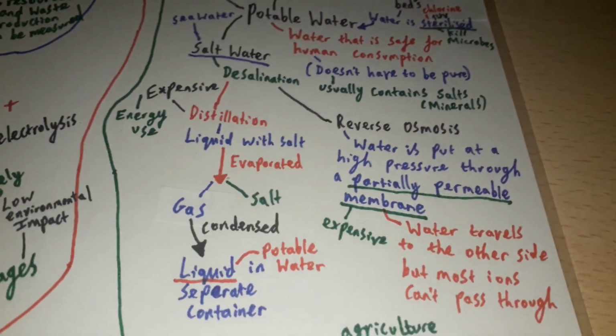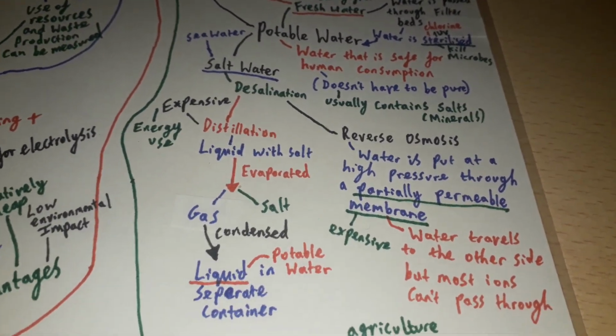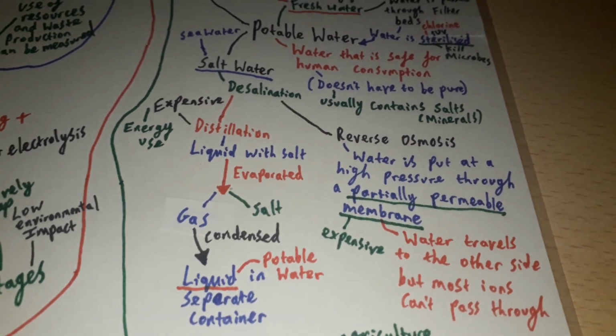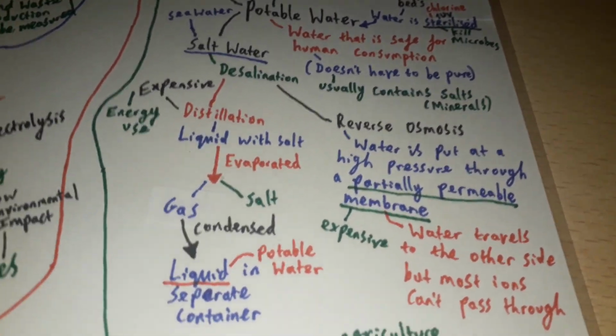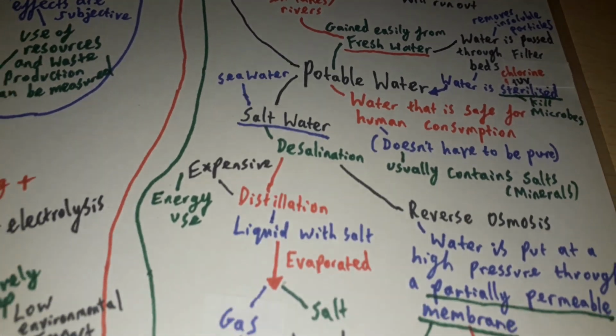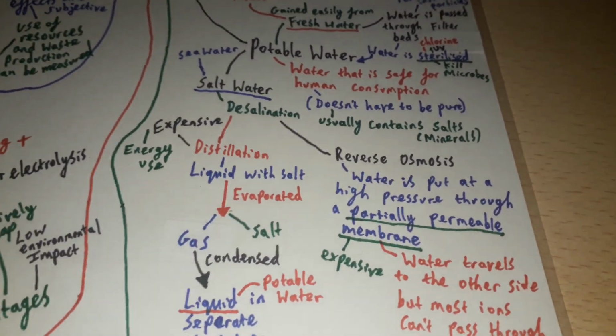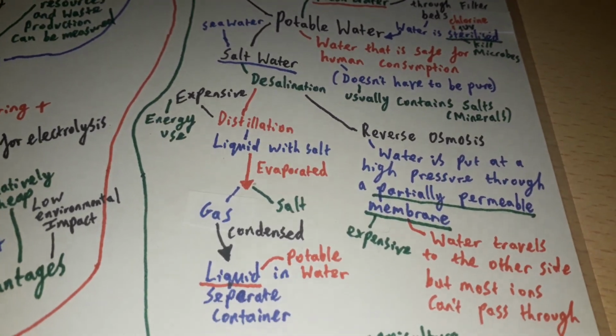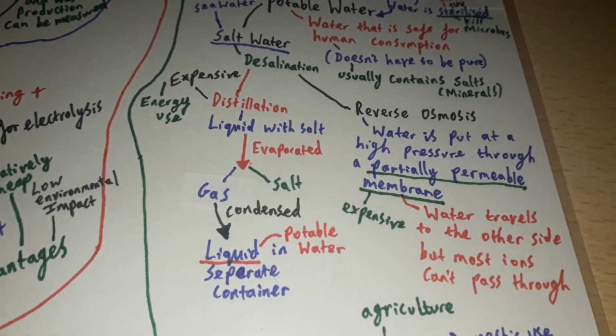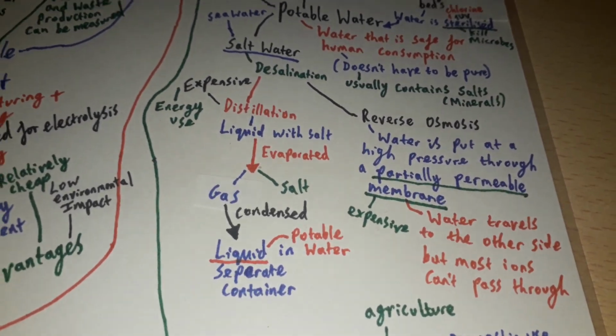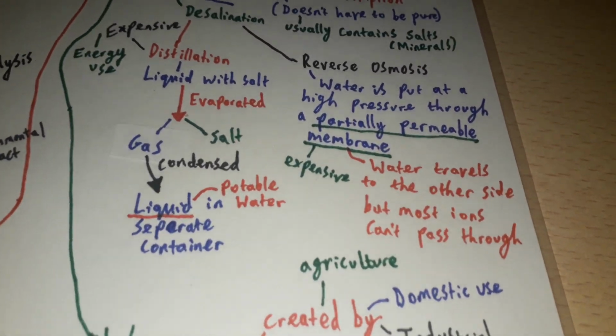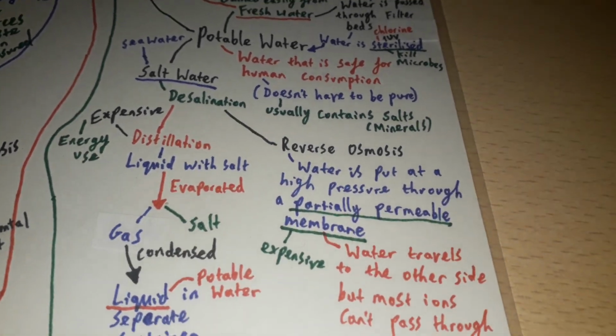Then this gas is condensed in a separate container, making it a liquid in a separate container, which is potable water. A disadvantage of this system is that it's expensive because a lot more energy needs to be used than with making it from fresh water, because there needs to be a lot of heat applied to get rid of all the salts and keep them in one place.